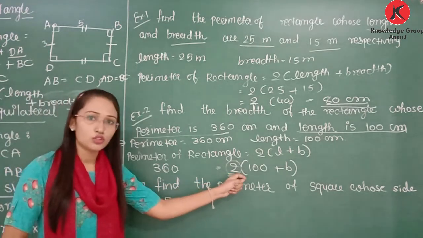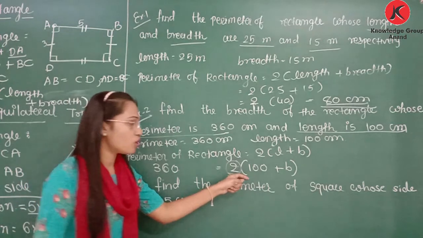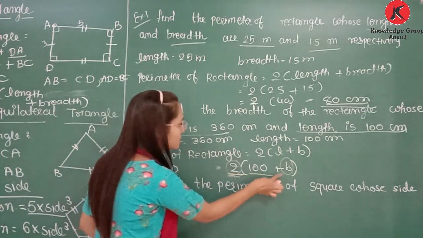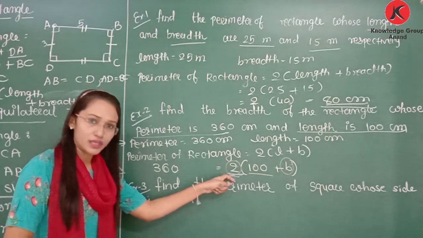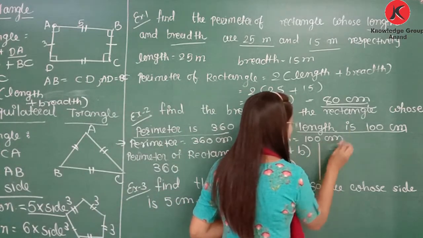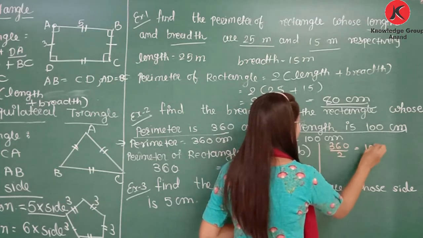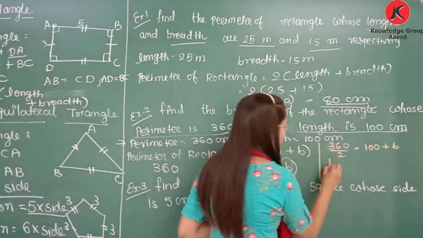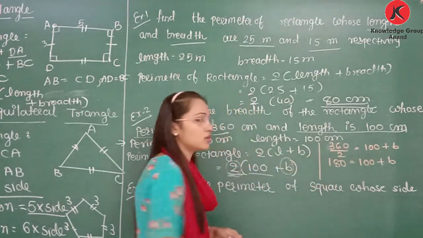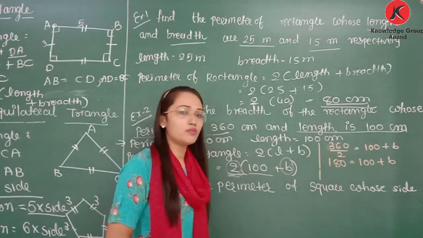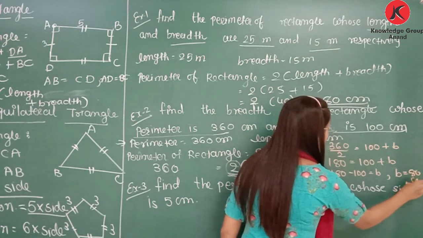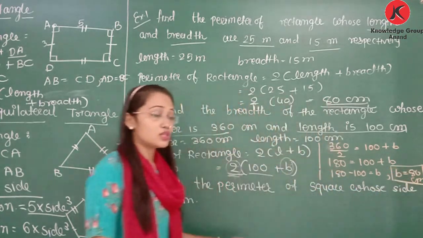So first, here we need to move this 2. Why do we need to move this 2? Because we need to find this B, the breadth. It means we need to take this 100 and 2 from this side to this side. So 2, that is in a multiplication, on the right side becomes division. So 360 divided by 2 is equal to 100 plus B. So 180 is equal to 100 plus B. Now we need to find B, so we need to move 100 from left to right. So 100, that is in an addition, on the right side becomes subtraction. So 180 minus 100 is B. So B is equal to 80 centimeters. Clear? So this way we can solve this example.